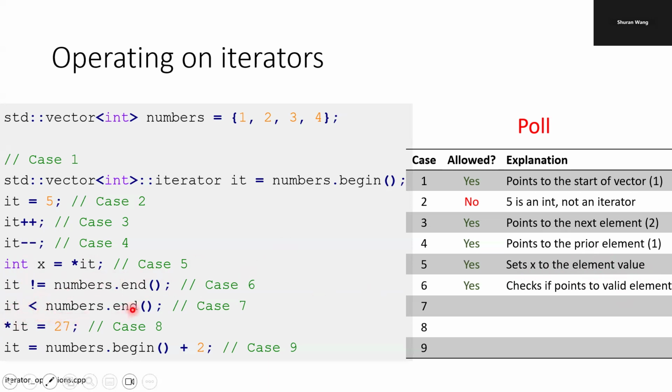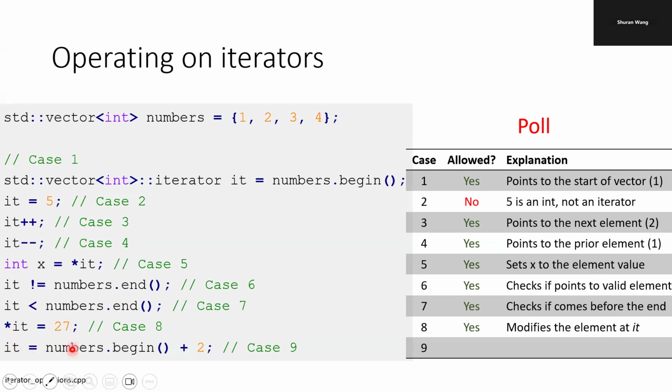Case 7, it less than numbers.end. Who thinks this is allowed? Who thinks this isn't allowed? This is allowed because it checks if the iterator is pointing to something before the end. Case 8, dereferencing it equals 27. Who thinks this is allowed? Who thinks this isn't? See, this is allowed. It modifies the element at it. Also similar to a pointer.